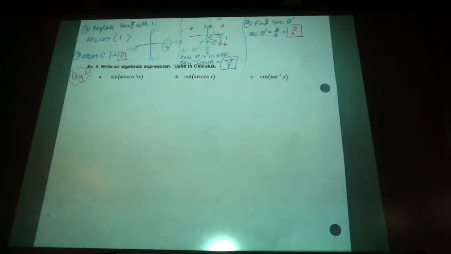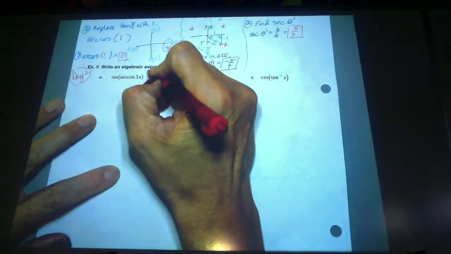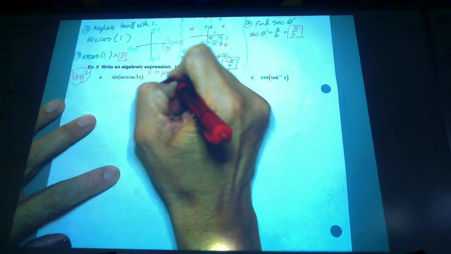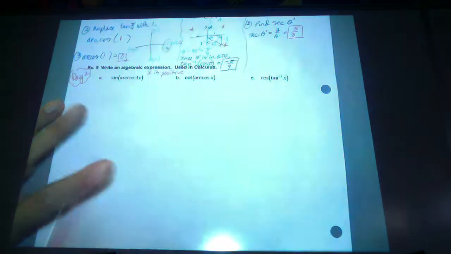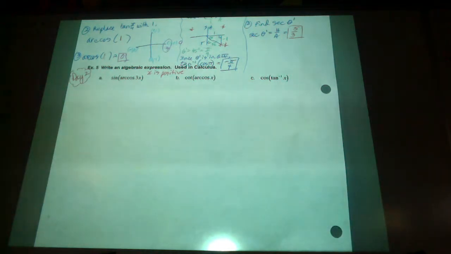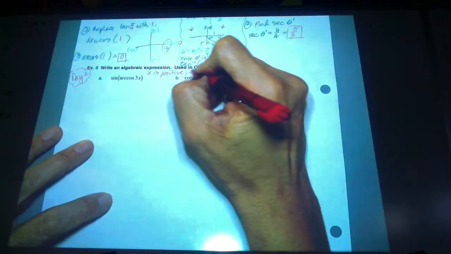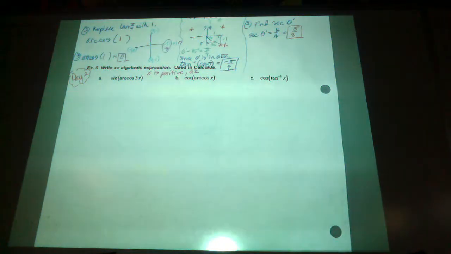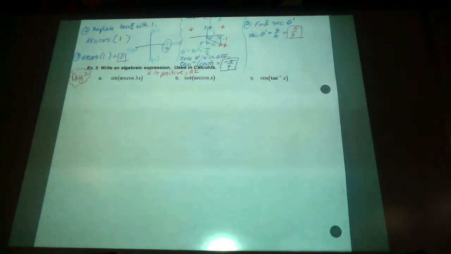You have to make a couple of assumptions, and in your homework in MathXL, they should probably write these out. But my assumption is that x is positive, and that x is going to be restricted in such a way that you're going to end up in quadrant 1. And with x being positive, you'll see how we end up in quadrant 1 anyway. So let's go ahead and go through and find each of these three.